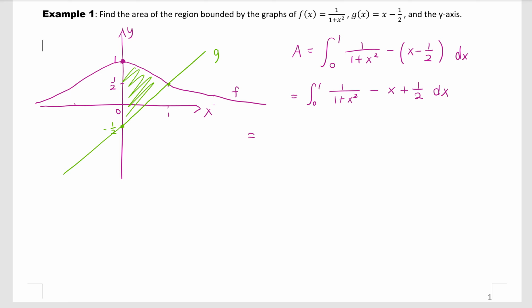Okay, let's integrate. Well, what's the integral of 1 over 1 plus x squared? Well, that is arctangent, right? So this is arctangent of x. Integral of x is x squared over 2, integral of 1/2 is just 1/2 x. And then after we're done, we evaluate from 0 to 1. It means we plug in 1 first, and then we plug in 0.